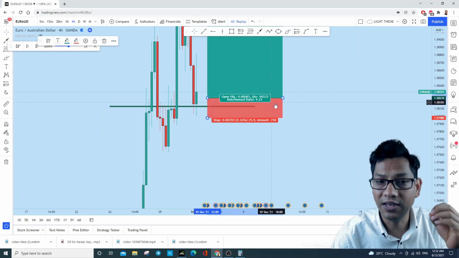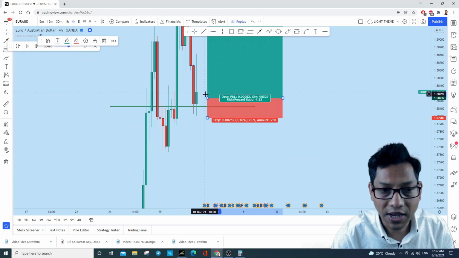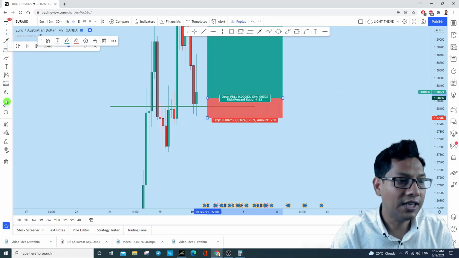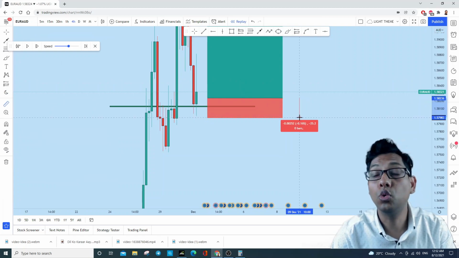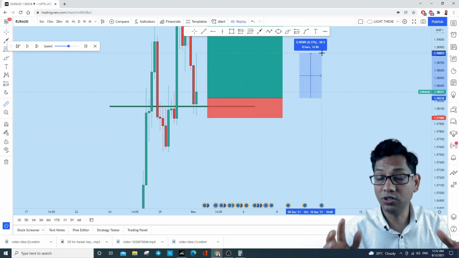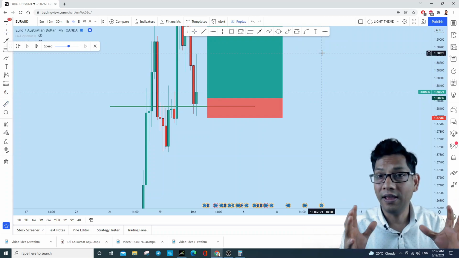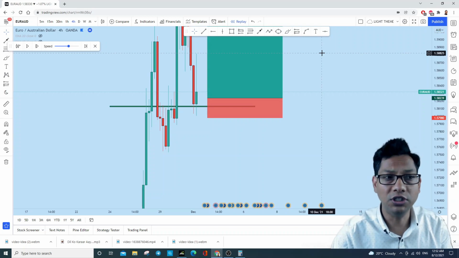That's how you can reduce your risk, because it's highly likely that after closing the candle, the price will come back below and hit your entry. So in that case, how much is your risk? You are risking 25 pip. You are using 0.01 lot, then you are risking $2.5 for this single trade, which is quite reasonable.